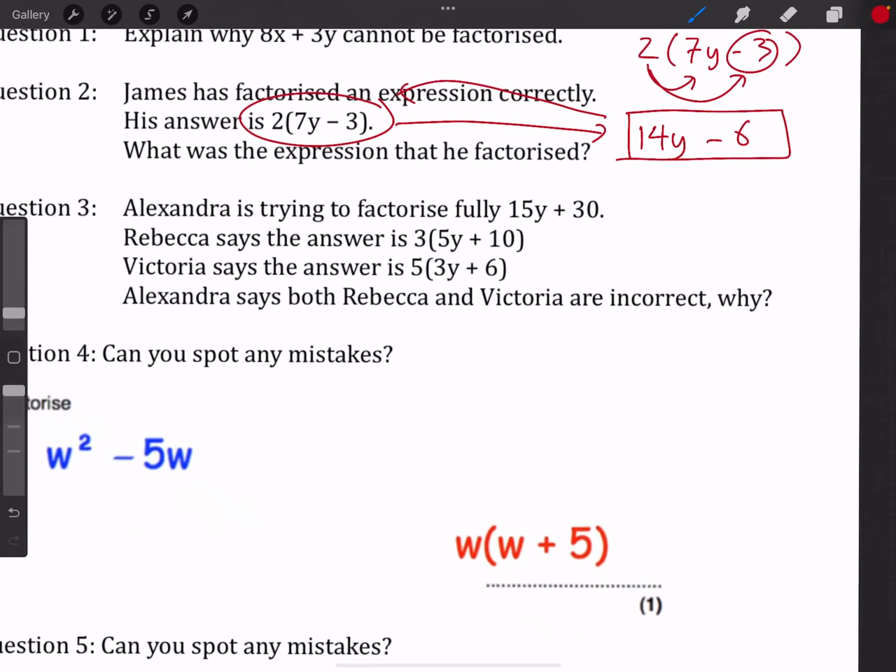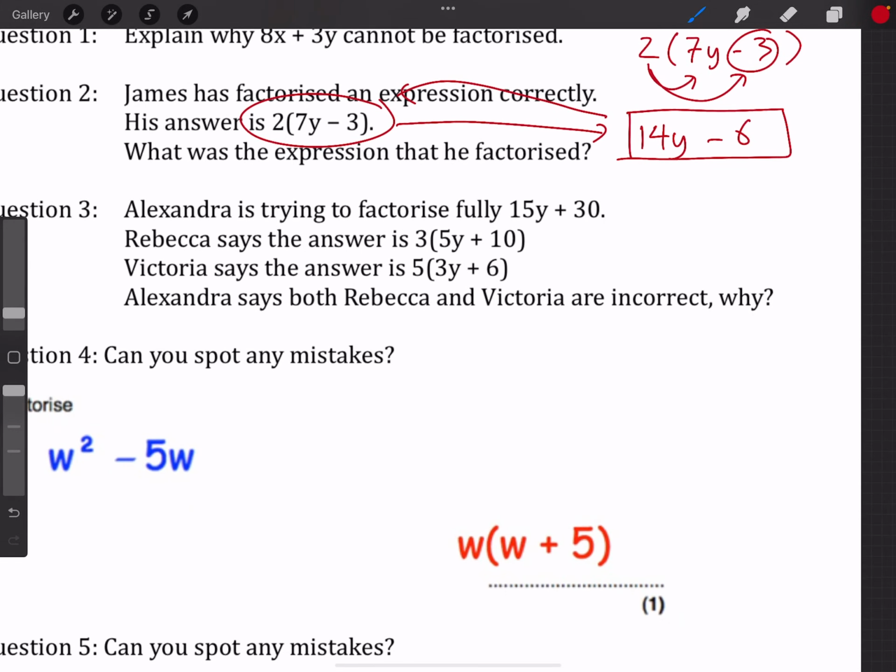Remember, factorizing is the reverse of expanding. Question 3. Alexandra is trying to fully factorize this one here. Rebecca says the answer is 3(5y plus 10). And Victoria says the answer is 3(5y plus 6). And Andrea says both Rebecca and Victoria are incorrect.